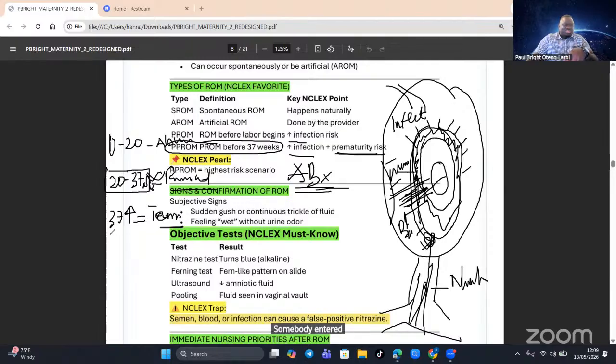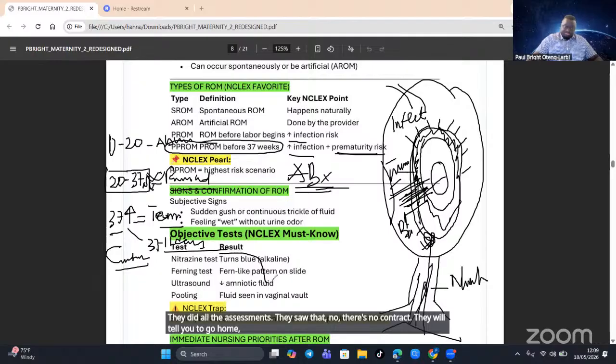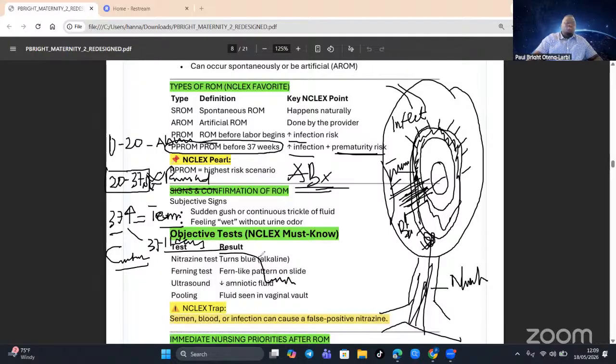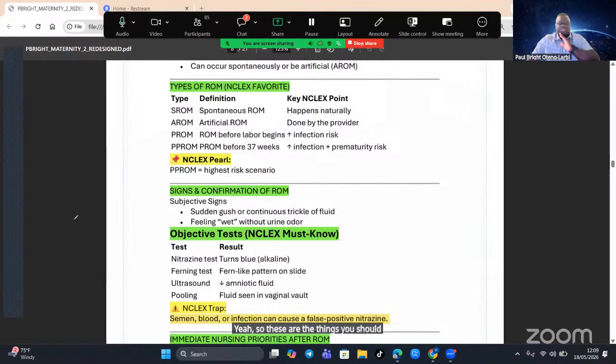Somebody entered the 37 weeks, okay, but contraction has not started and ruptured, let's say 37 plus 1 day. Okay. You ruptured your membrane. You went to the hospital. They did all the assessments. They saw that no, there is no contraction. They will tell you to go home. Going home means you're going to be at risk of infection for the baby. So we need to give antibiotics to create that protection barrier there. Okay. Yeah. So these are the things you should know.